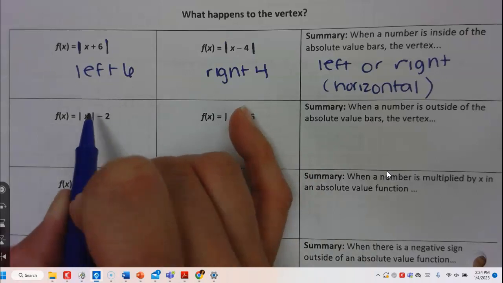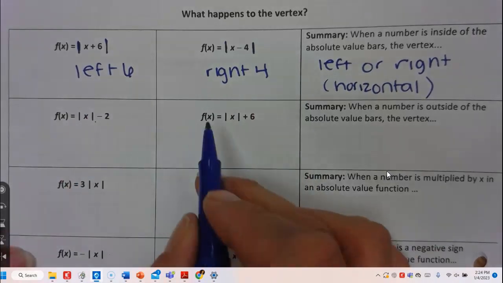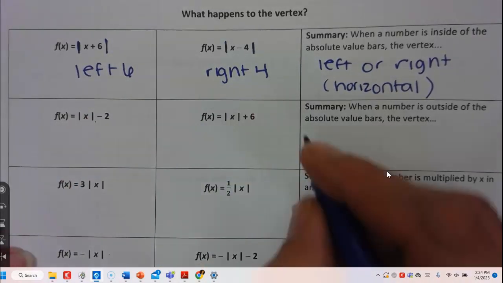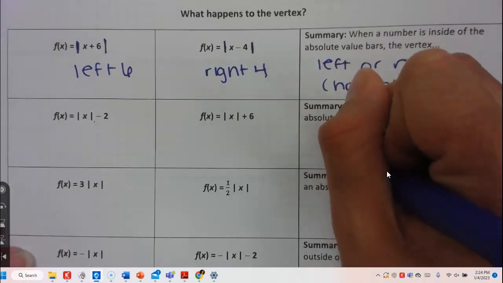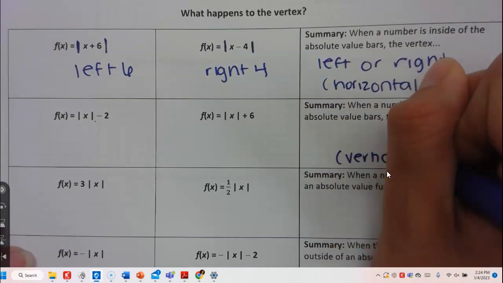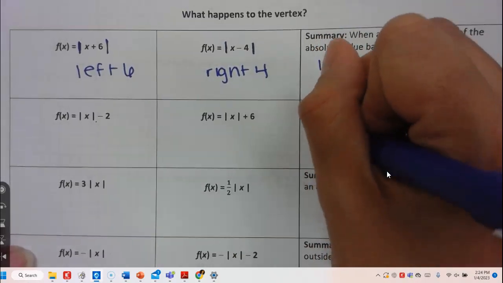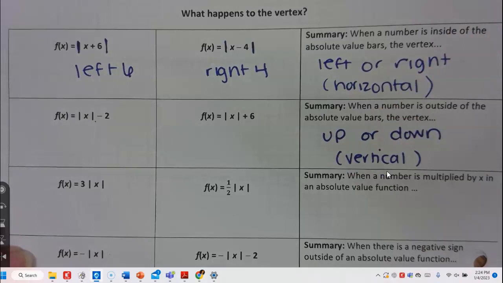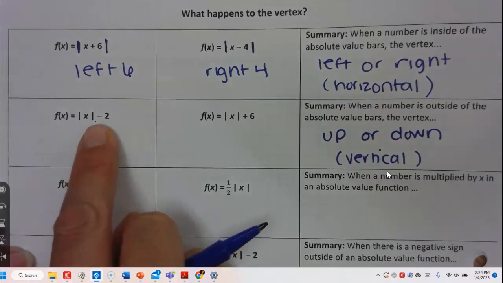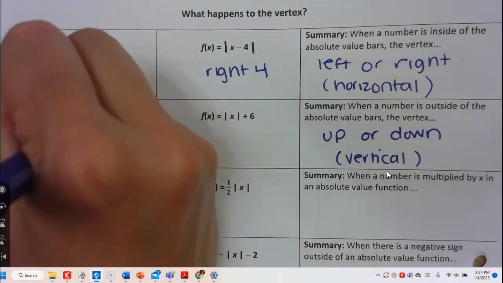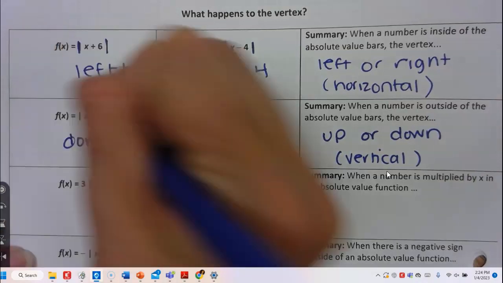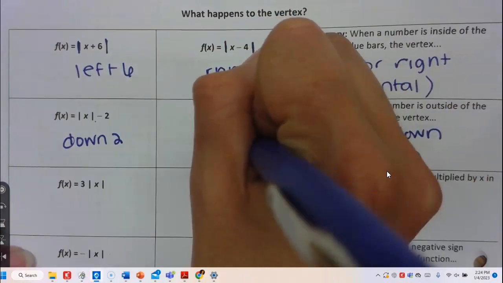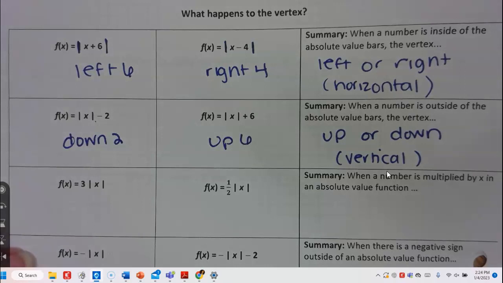A value after the absolute value, or outside the absolute value bars, is going to move my graph vertically. That means it's going to shift it up or down. It goes down if the value is negative. It will go up if the value is positive.